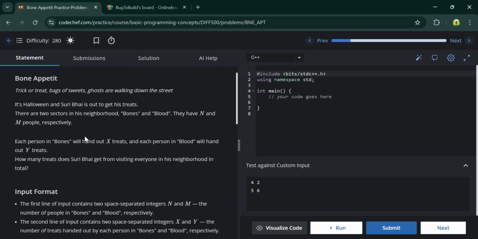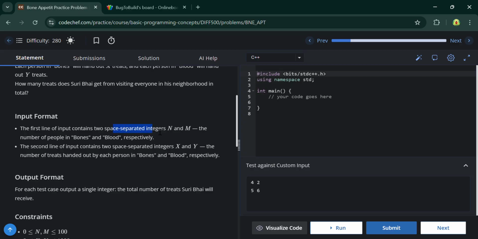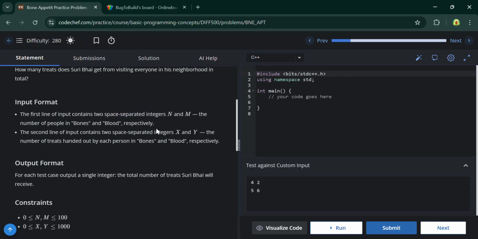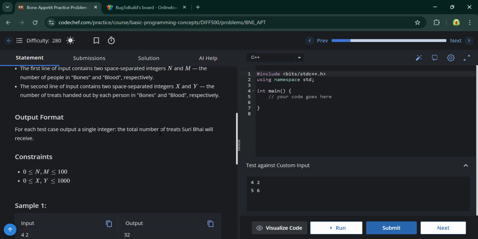Each person in bones will have X treats, and each person in blood will have Y treats. How many treats does Suri Bhai get after visiting everyone in his neighborhood in total? The first line of input contains two space-separated integers N and M, the number of people living in bones and blood, and the second line contains two space-separated integers X and Y, the number of treats handed out to each person in bones and blood respectively.